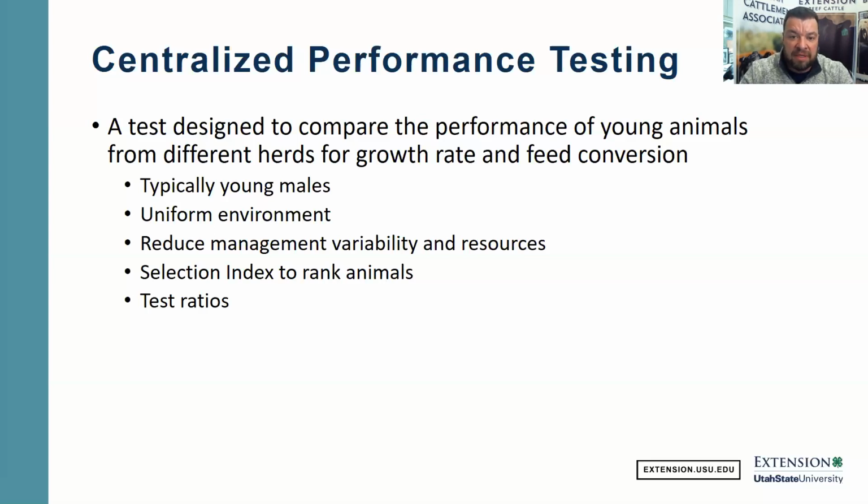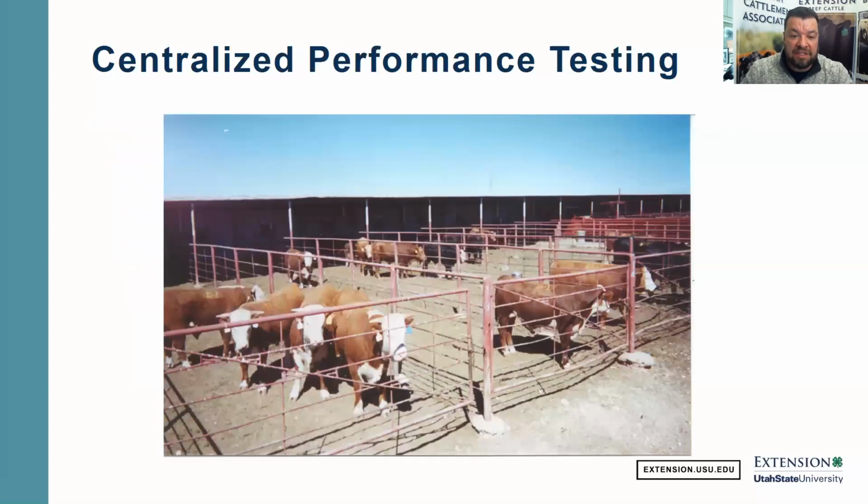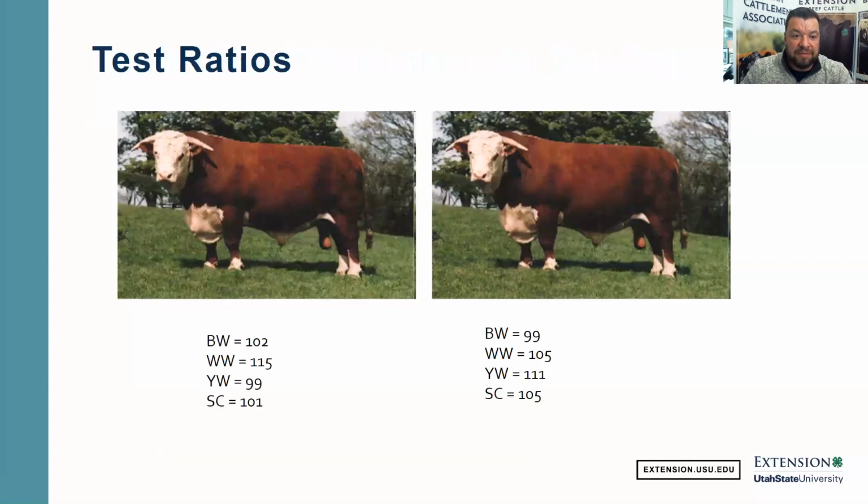Now, one thing we're going to talk about today is test ratios. This is some information that we get sometimes in bull sale catalogs or performance catalogs that lets us know how these bulls performed relative to everyone else on the test. Now, this is just an example of a bull performance test. You can see typically the bulls are separated. There are some bull performance tests where they actually intermingle the animals and let them kind of grow separately.